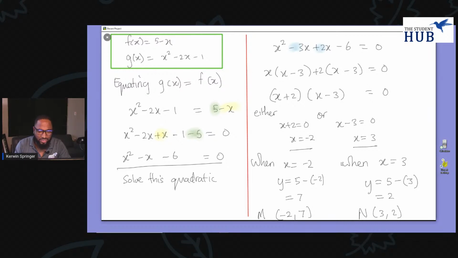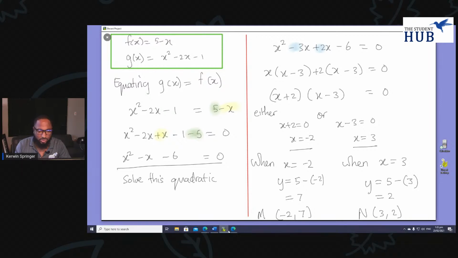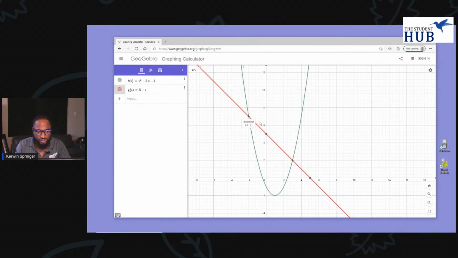Yeah, because if I substitute this x into the g of x, I will get the correct answer, but you'll have a squared, you'll have more work to do. I could just do this one quickly in my mind. So let's see if we got those answers with the graph. Yes, we did. -2, 7, and 3, 2.